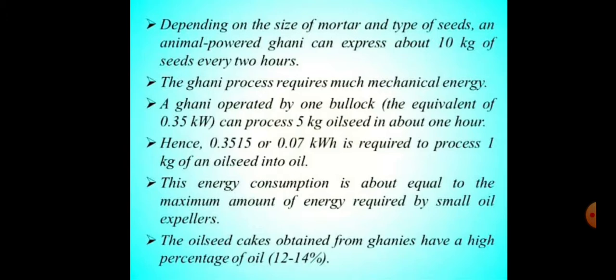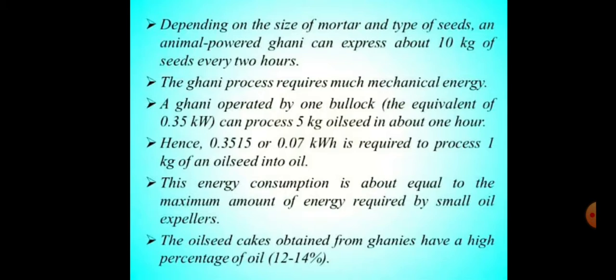So the ghani process requires much mechanical energy. A ghani can be operated by one bullock, which is equivalent to 0.35 kilowatt, and can process 5 kilograms of oilseed in about 1 hour. Hence 0.07 kilowatt is required to process 1 kg of oilseed into oil. So this energy consumption is about equal to the maximum amount of energy required by a small oil expeller.